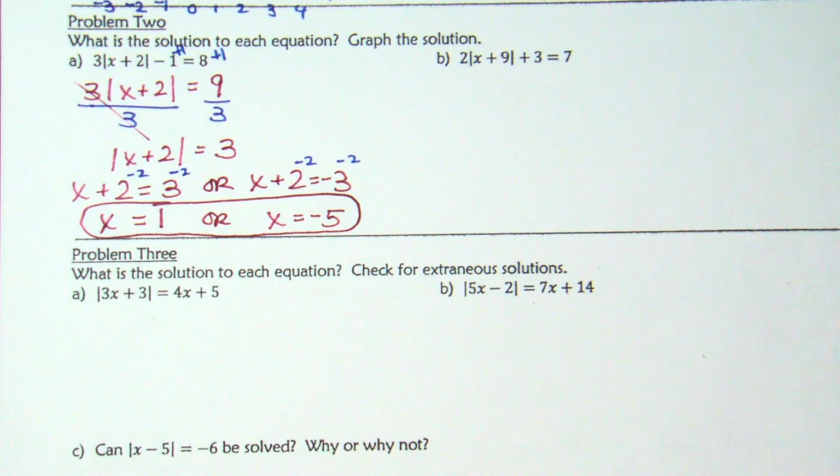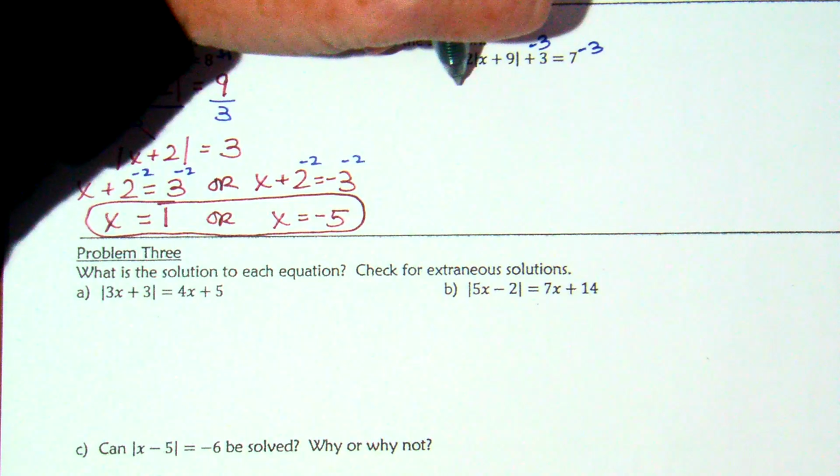So, B. Let's practice again. What's my first question? Is the absolute value isolated? No. I need that x plus 9 absolute value to be by itself. So right now it's 2 times the absolute value and then plus 3. What do I move first? Let's move the 3. Since it's plus 3, subtract 3. 2 times the absolute value of x plus 9. 3's cancel, so I have equals 4.